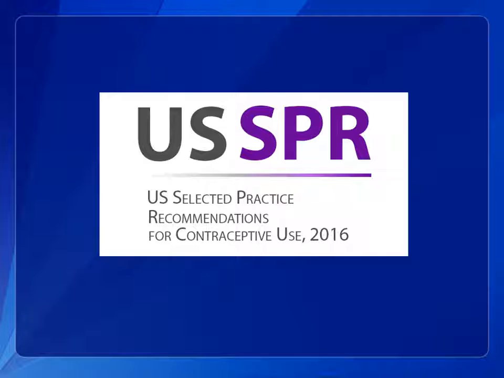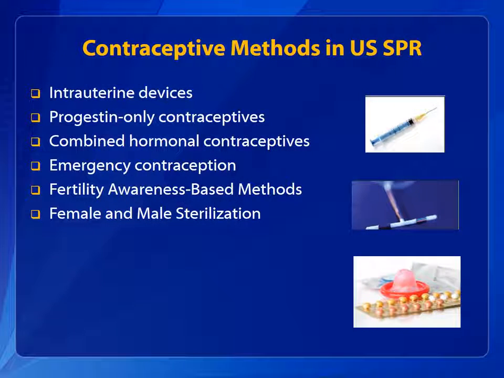We will now look at the U.S. SPR in more detail and apply the guidance to clinical scenarios. The U.S. SPR contains recommendations regarding the range of contraceptive methods that are listed below. Intrauterine devices, including copper and levonorgestrel IUDs. Progestin-only contraceptives, which include progestin-only pills, depo-medroxyprogesterone acetate injections, and etonogestrel implants.